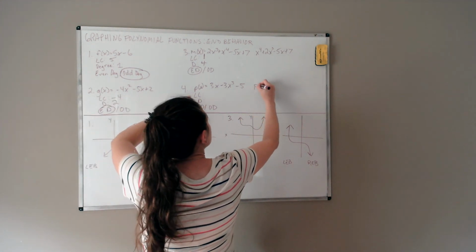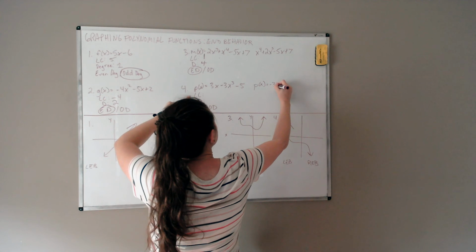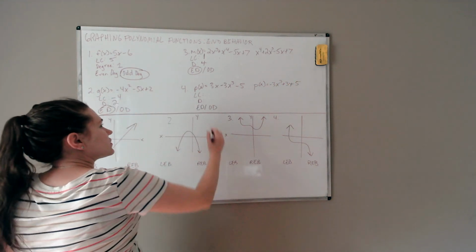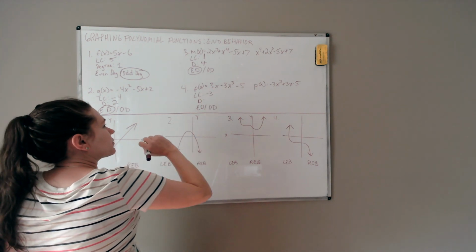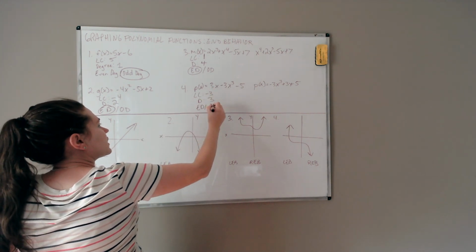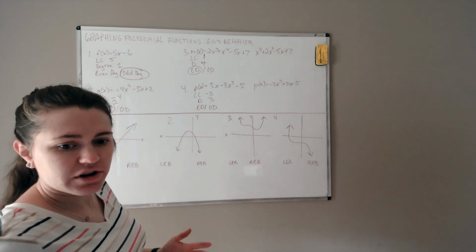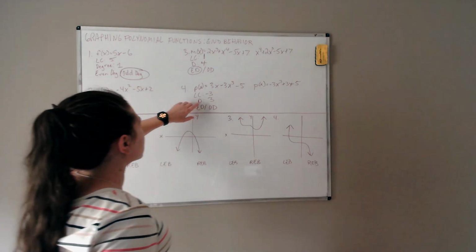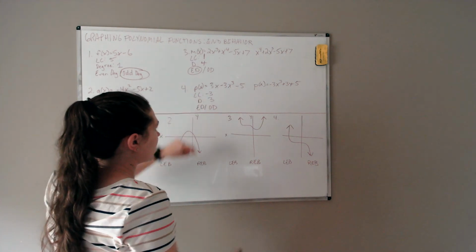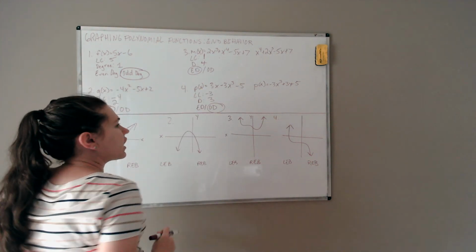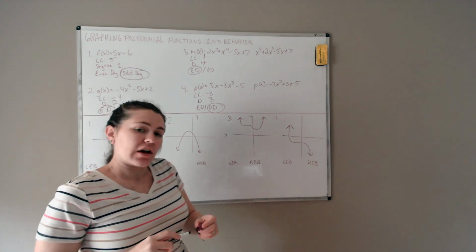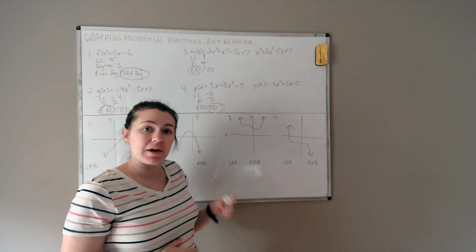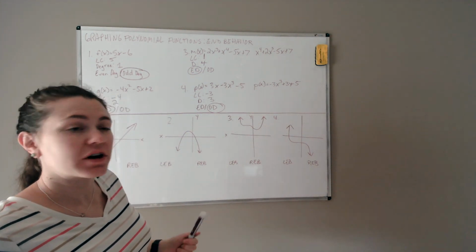Number 4, p of x. P of x is not in standard form. So that should be the first thing we do. What's the leading coefficient? -3. What's the degree? 3. So is p of x an even degree or an odd degree? Is 3 an even number or an odd number? It's an odd number, so p of x is considered an odd degree polynomial. So we can classify a polynomial as being an odd degree or an even degree based on whether the degree is an even number or an odd number.